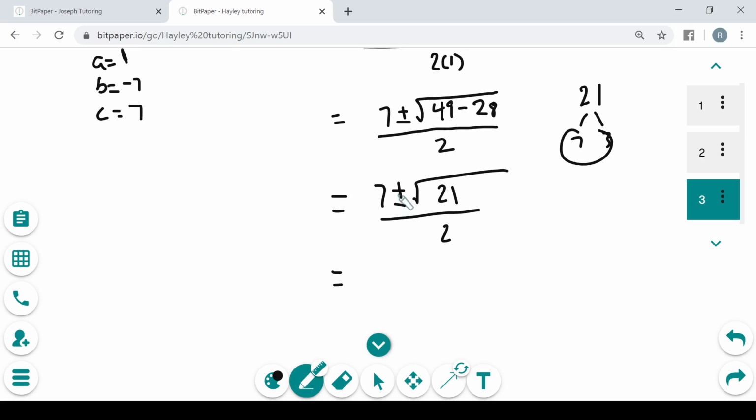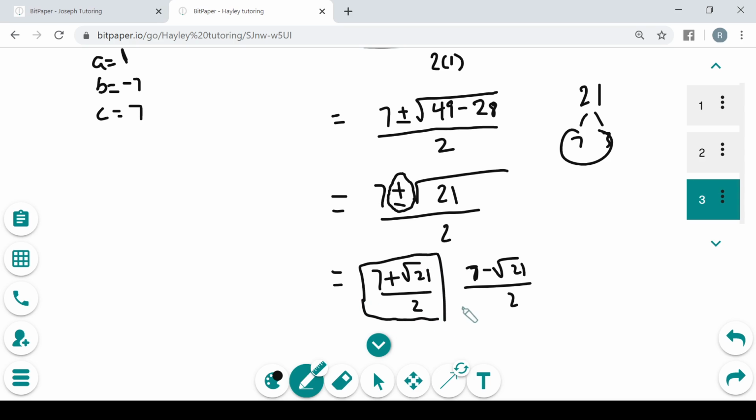But what we will do is, this plus and minus means we have two answers. We have a plus and then we have a minus. So we have 7 plus the radical of 21 divided by 2, and then we have 7 minus the radical of 21, all divided by 2. Those are going to be our two answers. And that is it. It is just that simple.